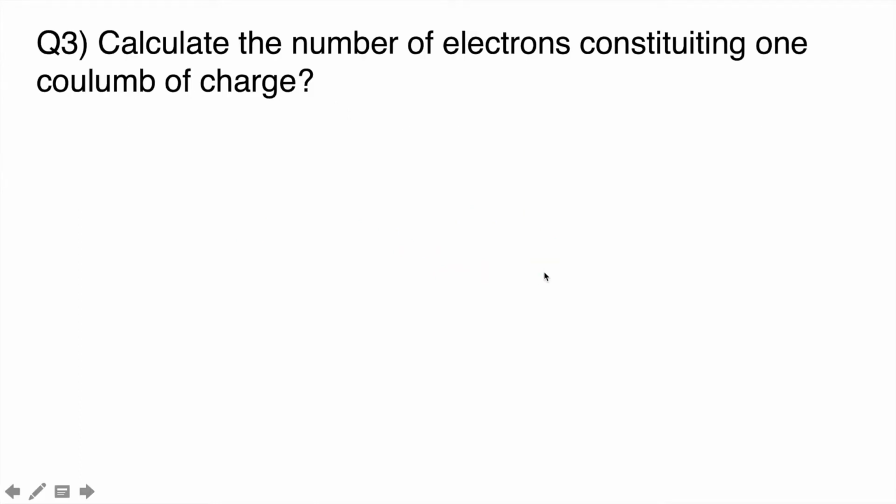Question number 3. Calculate the number of electrons constituting 1 coulomb of charge. That means 1 electron, okay, possesses 1.6 into 10 raised to minus 19 coulomb. Okay, one electron has a charge of 1.6 into 10 raised to minus 19. Our question is, one coulomb charge consists of how many electrons?